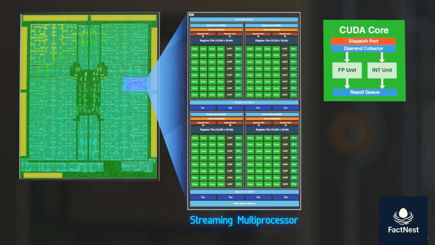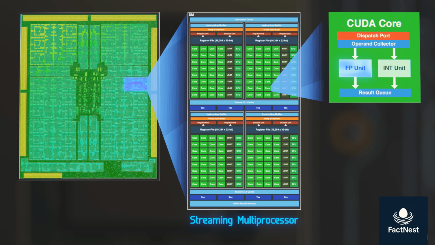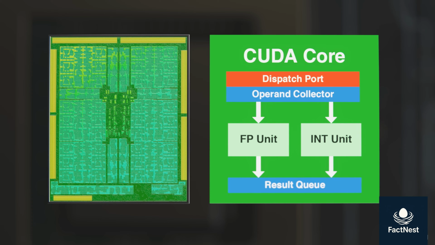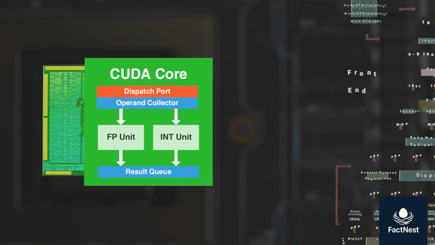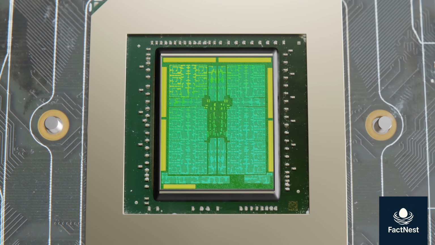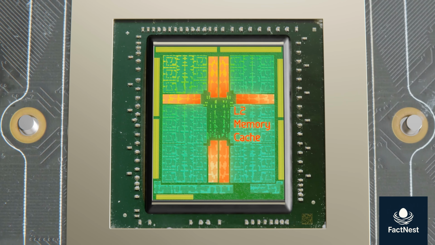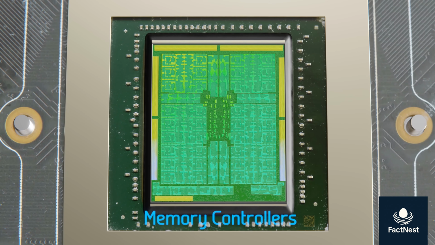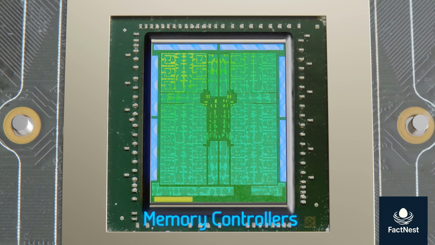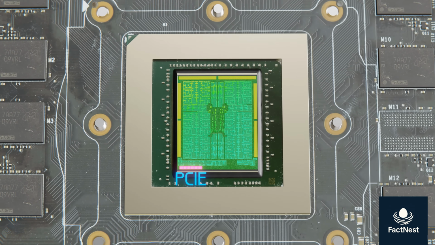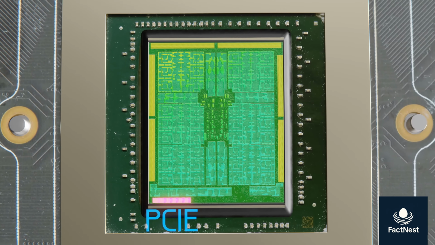Each core has sections for integer and floating point arithmetic, and sections for queuing in the operands and collecting the results, and is far simpler than a CPU core. Additionally, on the die is an L2 memory cache, shared among all the graphics processing clusters, a set of memory controllers that connect to the VRAM located around the processor, and a PCIe interface for connecting to the CPU.